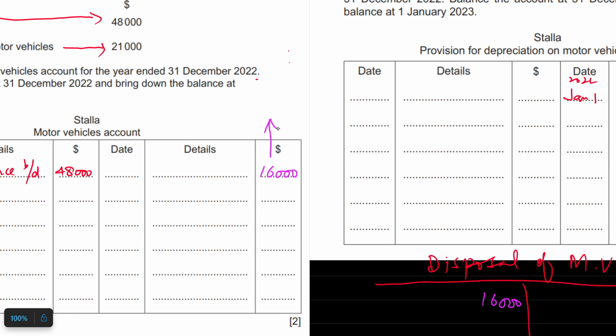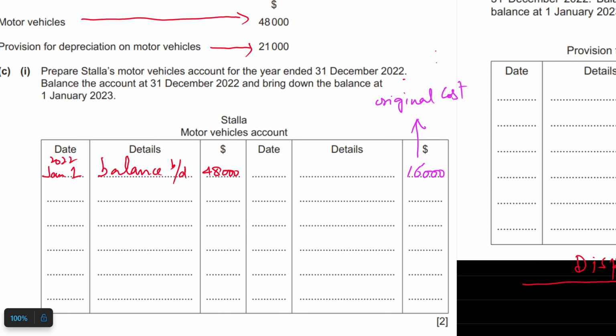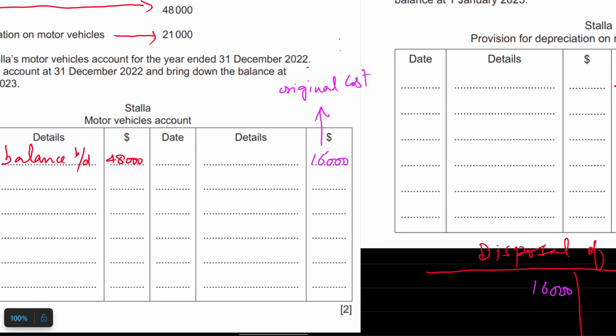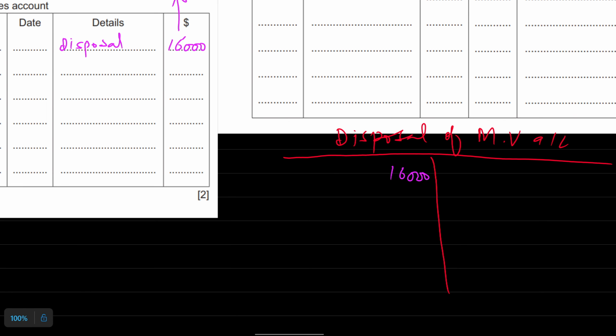Students often make an error. They don't write here original cost, they write here sales value. So original cost of the non-current asset at which it was bought. So in the motor vehicle account we will write here disposal, and in the disposal account we will write here motor vehicle.